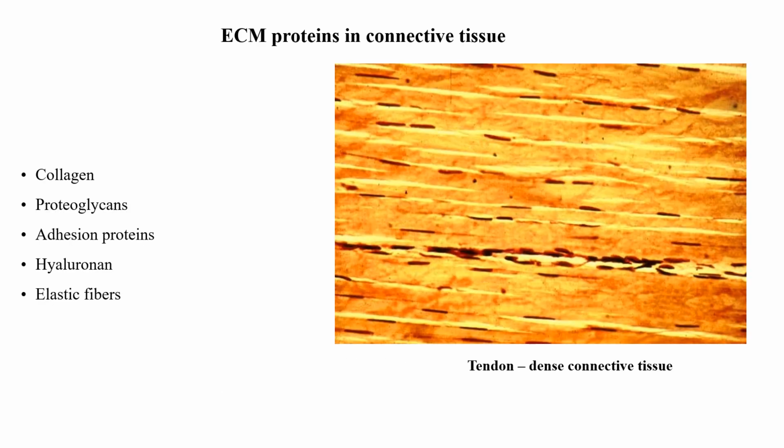So from now, we'll talk about the several extracellular matrix proteins in the connective tissue. The several proteins of ECM are the collagens, proteoglycans, adhesion proteins, hyaluronan and the elastic fibers. Thereafter we'll talk deeply about each of these proteins, and more clarity will be given to you on how each of them is important in properly governing the function of the extracellular matrix and thereby helps the cells to perform their functions.